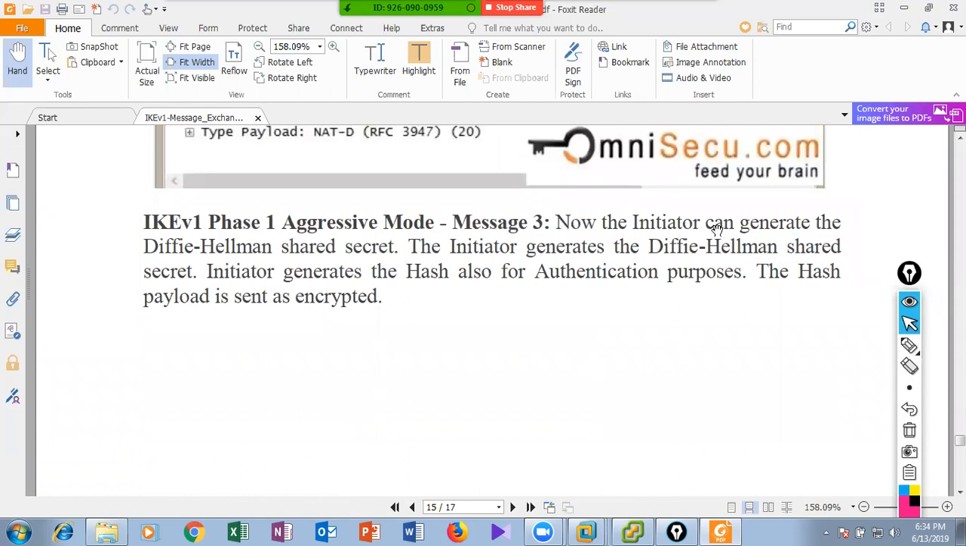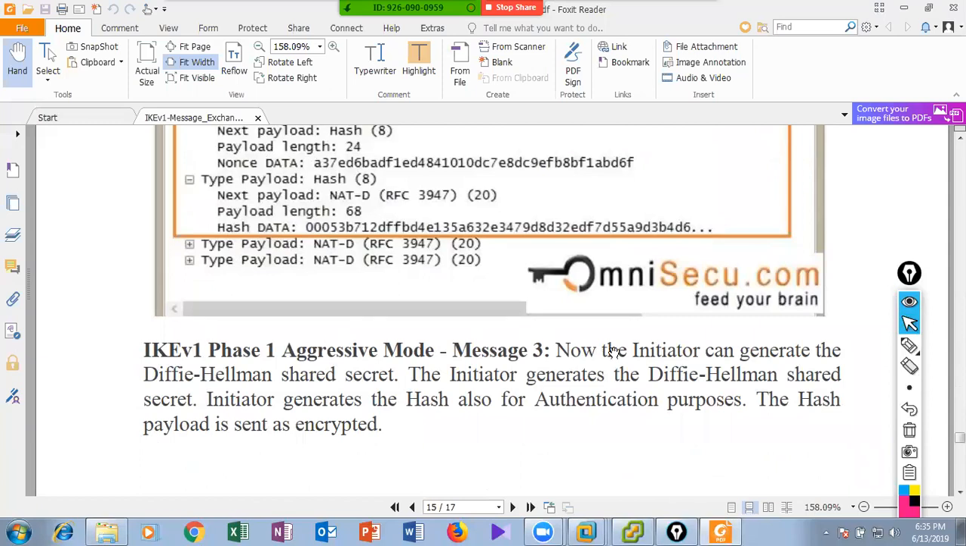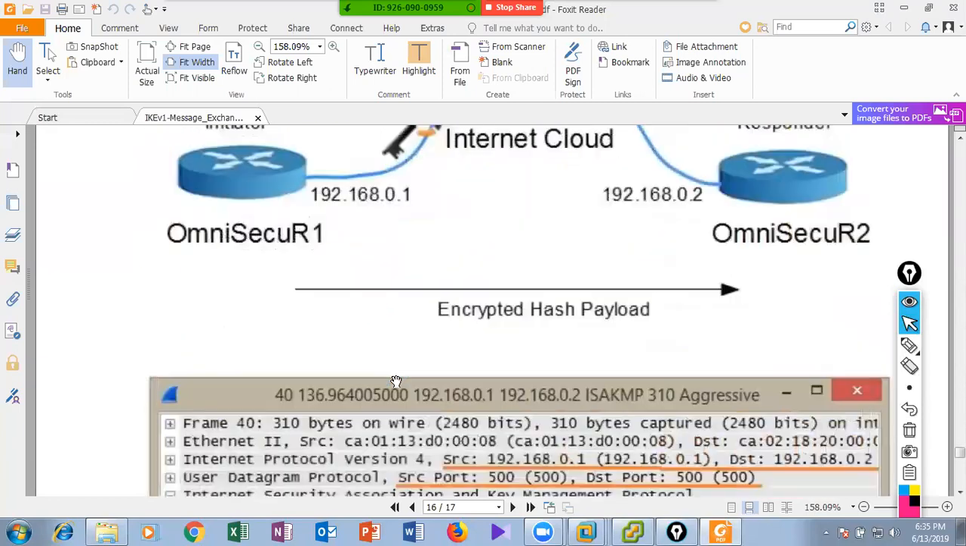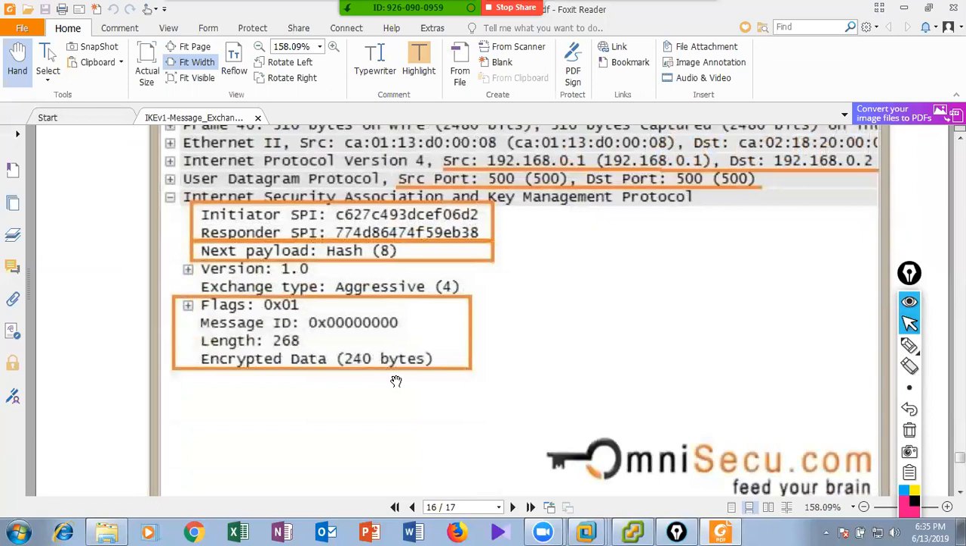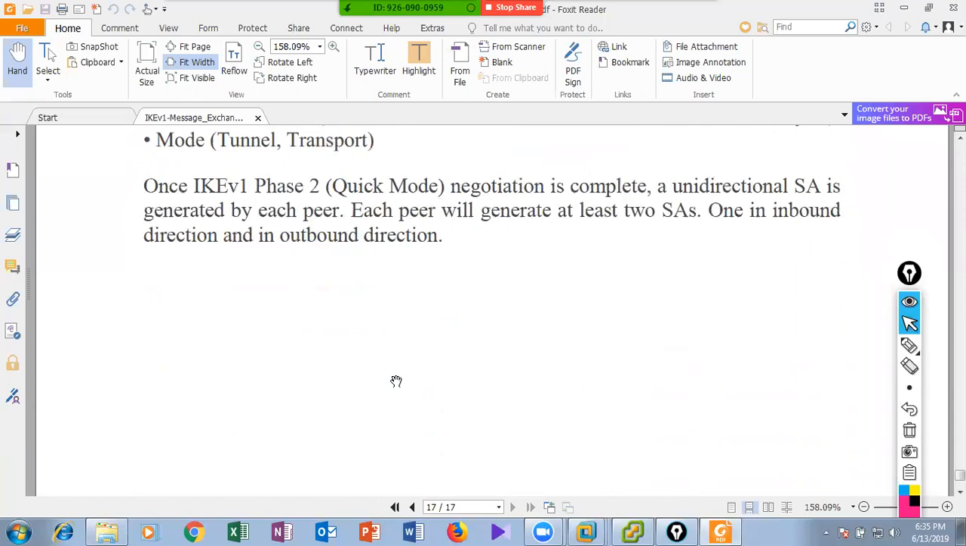Aggressive mode. Now the initiator can generate the Diffie-Hellman shared secret. The initiator also generates the hash for authentication purposes. The hash payload is sent encrypted. So basically, the third message exchange will happen from the initiator, which generates a Diffie-Hellman shared secret key and does the encryption at the last message exchange. So this is how the communication happens in only three message exchanges, and it works.